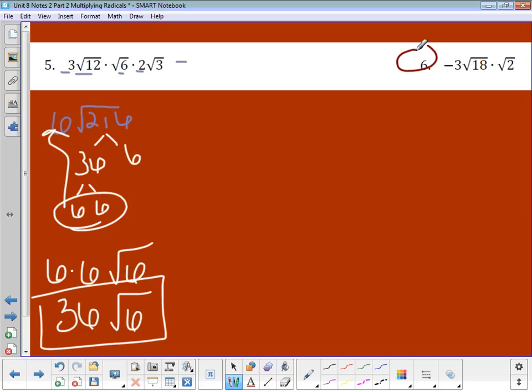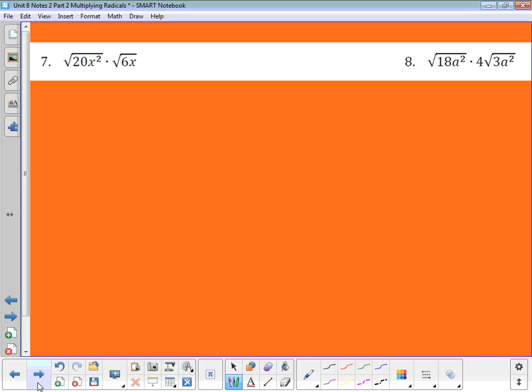So here's a couple of things you want to remember. Negative 3 is going to be multiplied by, what is this coefficient? 1 right there. So only multiply the outside of the radicals together and then the inside of the radicals together. Okay? Next, let's take a look at number 7.